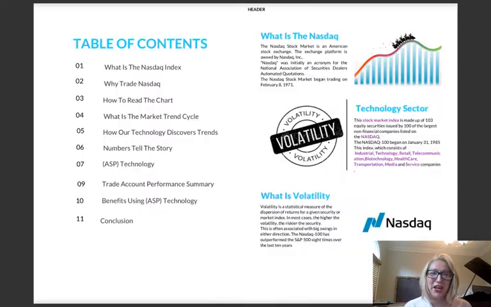Okay, so what we're going to talk about is Chapter 1, or page 1 really, is what is the NASDAQ index? 2 is why trade Nasdaq. 3, how to read the chart. 4, what is the market trend cycle? How our technology discovers trends. Numbers tell the story. What is ASP technology? Trade account preference summary. Benefits of using ASP technology. And the conclusion. So you ready?